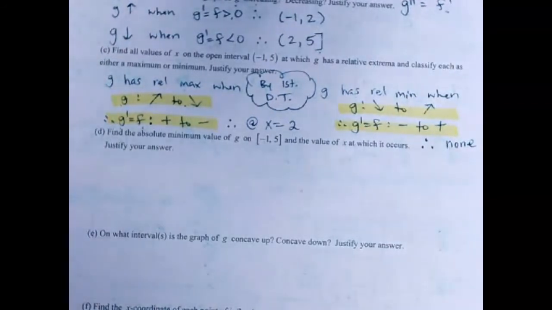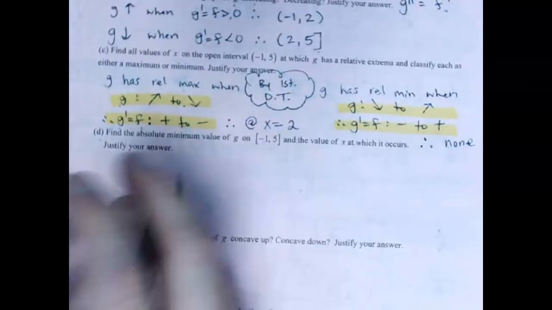Find the absolute minimum of G on the interval -1 to 5. So do a candidates test and find the x value at which this occurs. Okay, great. Candidates test. We're going to do the minimum and the maximum. Why not? We're going to do both. The question could have easily changed one word and it would be different for us.